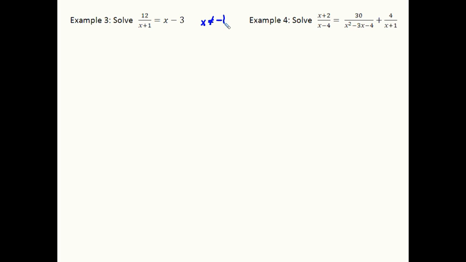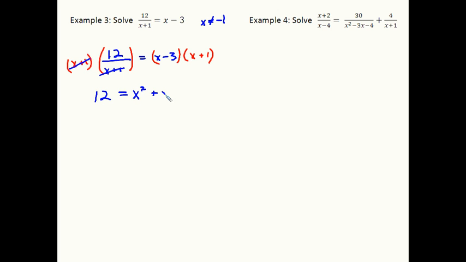So what we do is we take our original equation and we're going to multiply both sides by the common denominator, which is x plus 1. On the left, the denominator cancels. We just have 12 is equal to, and then distributing, we get x squared plus x minus 3x minus 3.